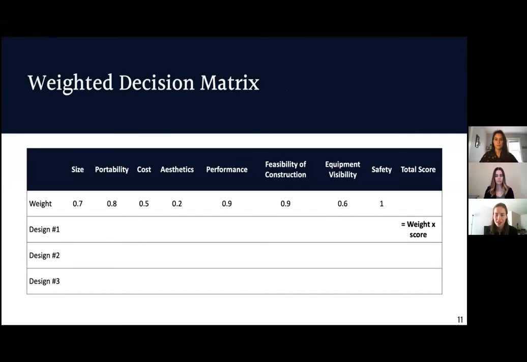Continuing on with the engineering design process, we used a weighted decision matrix to evaluate 3 of our preliminary designs. The matrix has the categories of size, portability, and cost, which come from our initial design constraints, as well as aesthetics, performance, feasibility of construction, equipment visibility, and safety. Each category was given a weight based on its relative importance to the project, and each design was scored in each category.